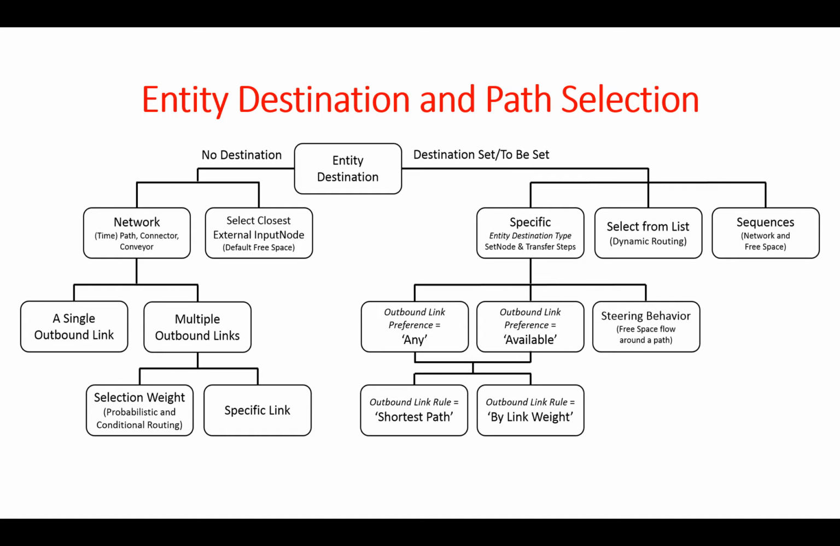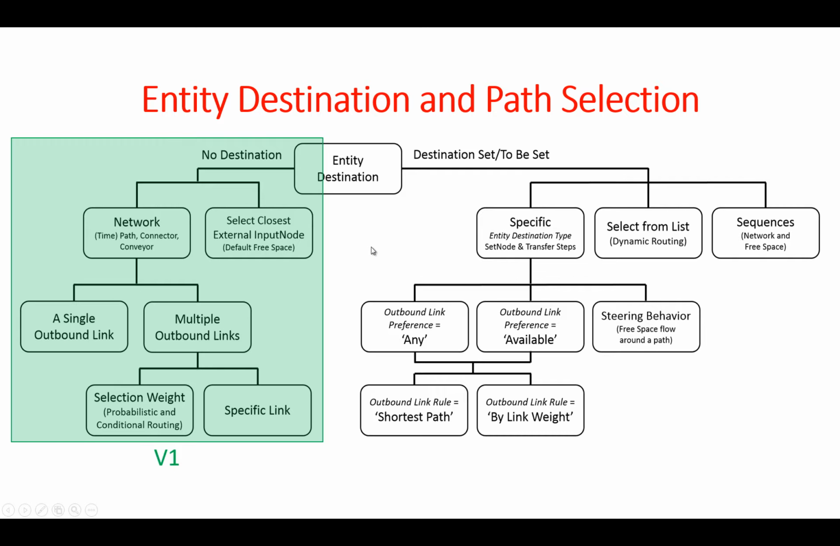So here is a flowchart of the specific topics covered in the module. And as you can see, for entity destination, we have two possibilities. Our entities either have a destination node set or they do not have a destination node. In the first video of the module, we look at the case where our entities do not have a destination. So we talk about the default behavior when we have free space movement, in which case the entities will simply select the closest external input node in the 3D space.